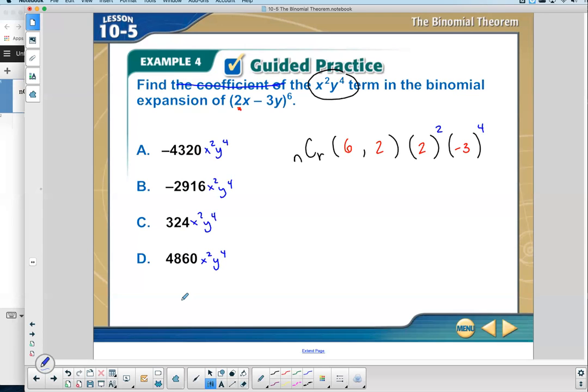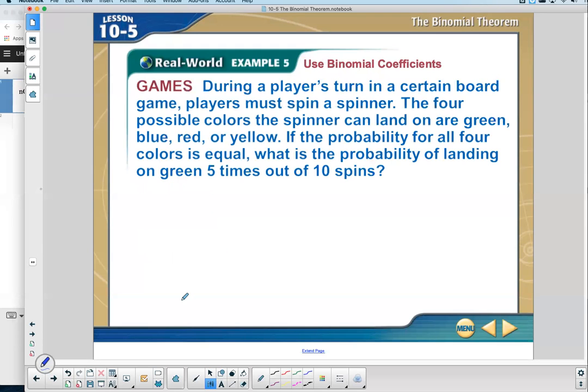Okay, so now let's apply this to real world. Example 5 says, during a player's turn in a certain board game, a player must spin a spinner. There are 4 possible colors the spinner can land on. They're green, blue, red, and yellow. If the probability of all 4 colors is equal, what is the probability of landing on green 5 times out of 10 spins?